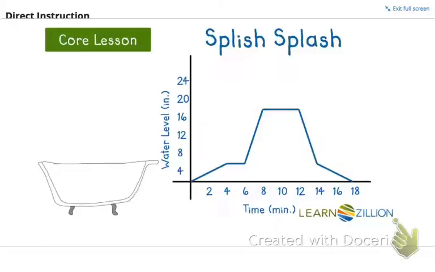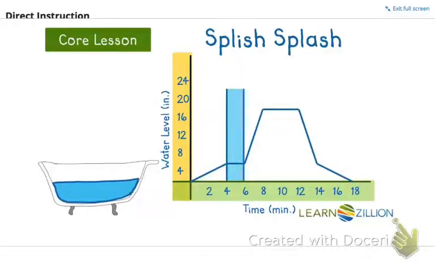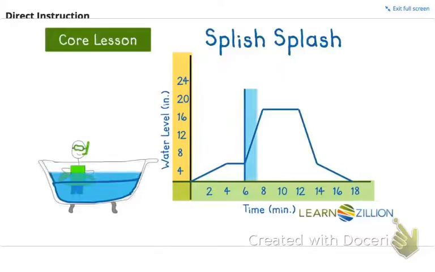Watch what happens to the output of water level as the input of time passes. First, the water level is slowly rising as the tub fills up. The output goes up. From 4 to 6 minutes, the water level is in one place. This is after the tub is full before you climb in. At 6 minutes, you hop in and the tub gets full really fast. Watch how high the output went.